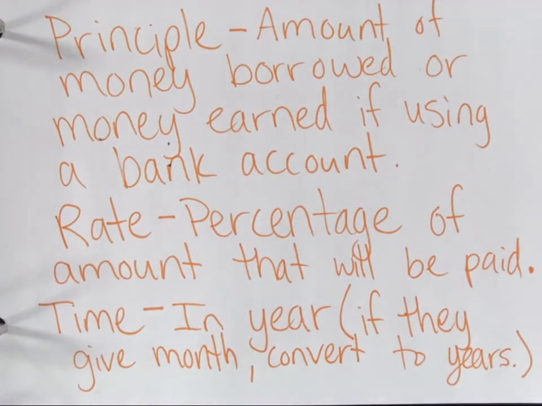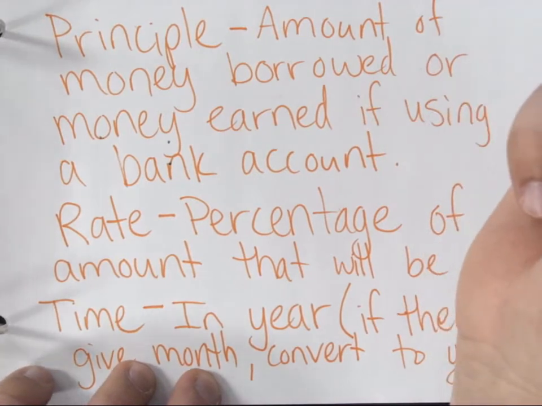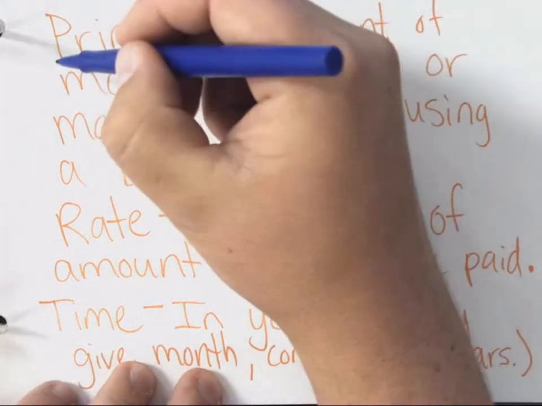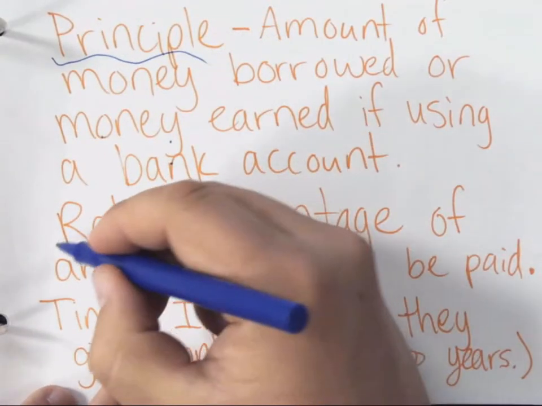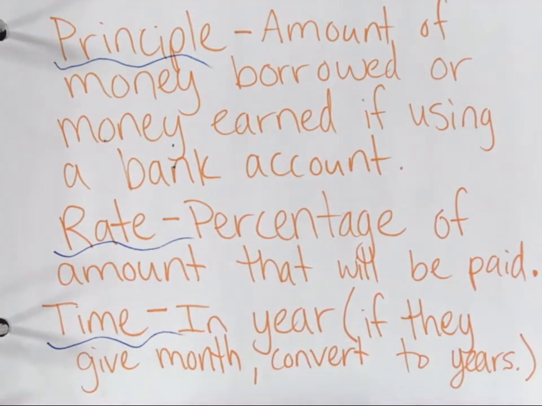Okay, so we have three very important things here. In order to find our simple interest, we need to first know the principal, the rate, and the time. If we know those three things, then we can solve for the interest. We just multiply all three.